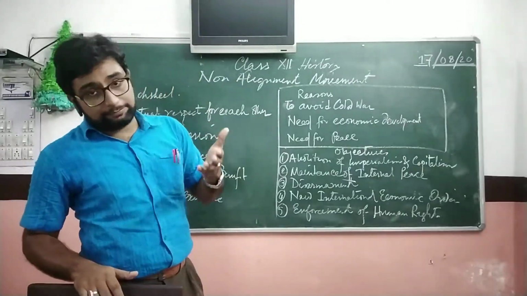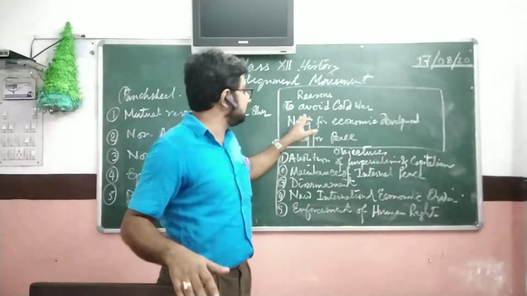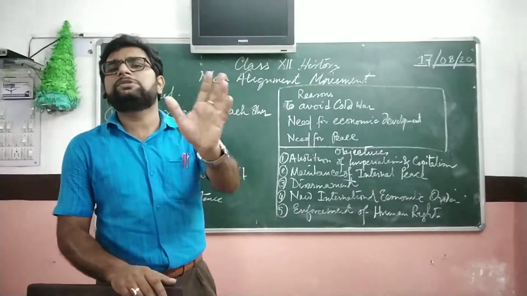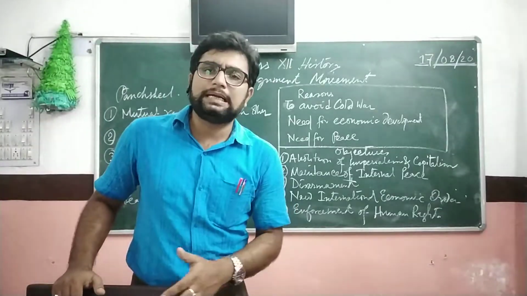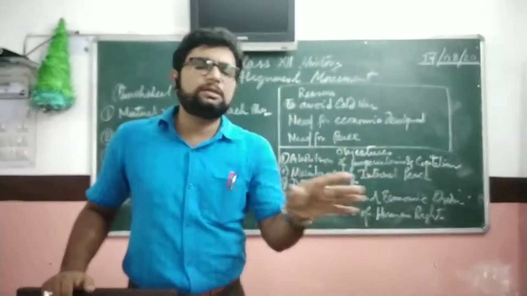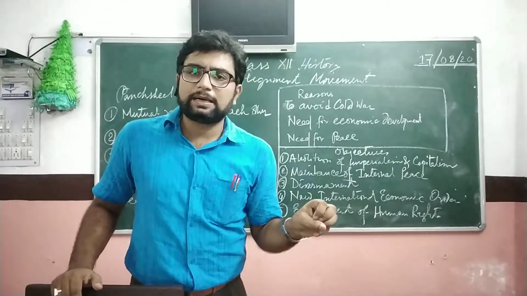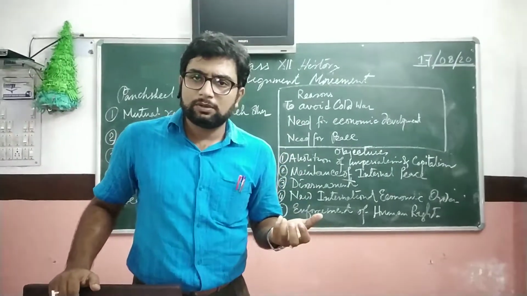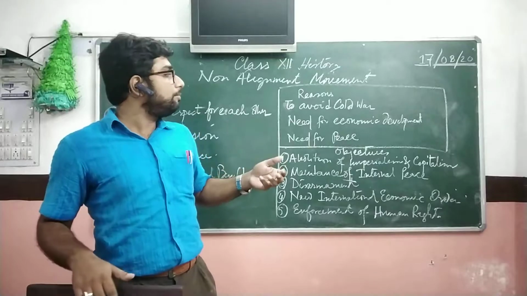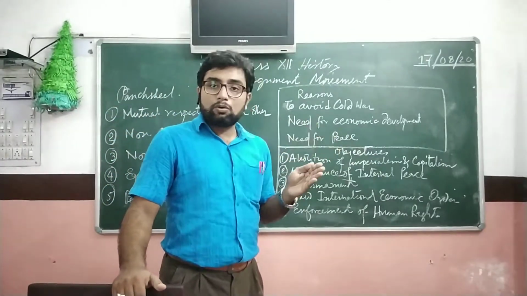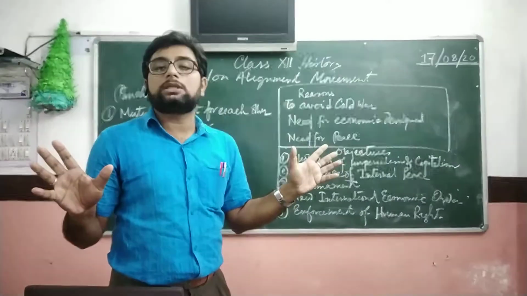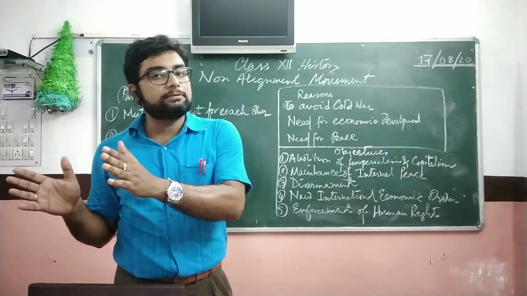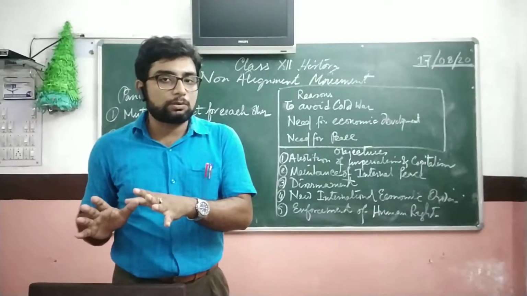What were the major reasons? First point, I have already discussed: to avoid the Cold War. Second point, need for economic development. Since they had just become independent, they needed huge money. They had been thoroughly exploited and extorted by the colonizers. They had nothing left. They had to start from zero. That's why they needed to be economically developed. So they needed the help of both superpowers. That's why it was important to maintain a cordial relationship and stay out of Cold War politics.